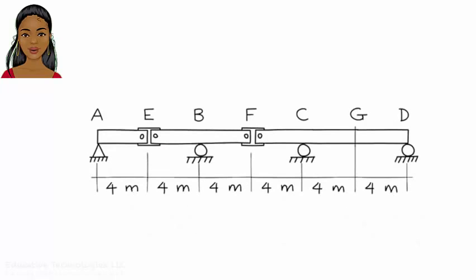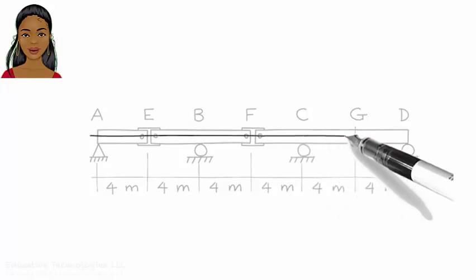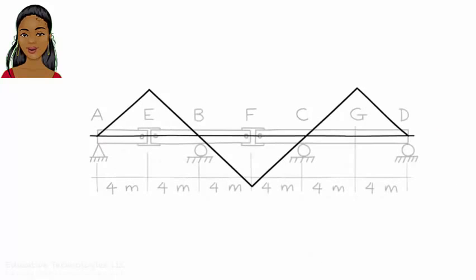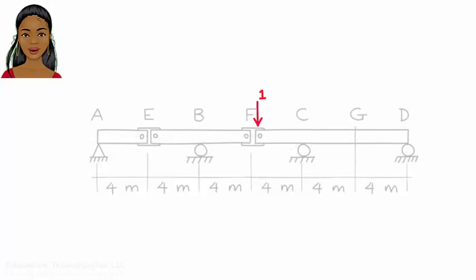Suppose we are asked to determine the maximum negative bending moment at point G in this beam. The beam is subjected to a moving load of 2 kilonewtons. Here is the moment influence line for point G. The diagram tells us that maximum negative moment at G happens when the moving load is at F. To calculate the maximum negative moment at G, we can place a unit load at F and analyze the beam.